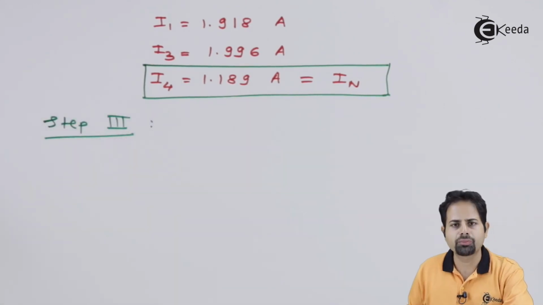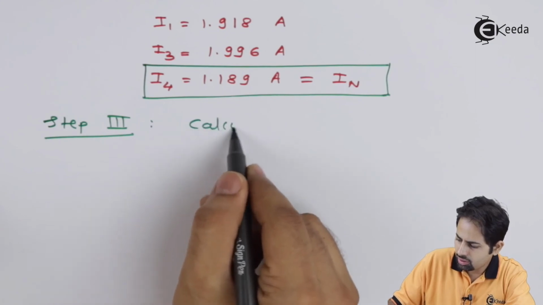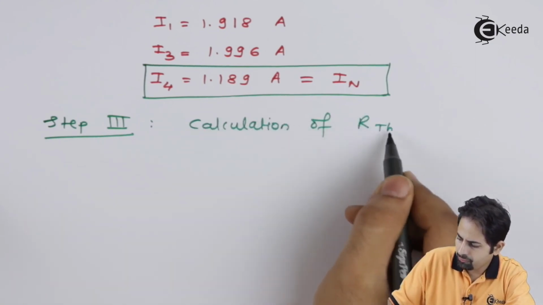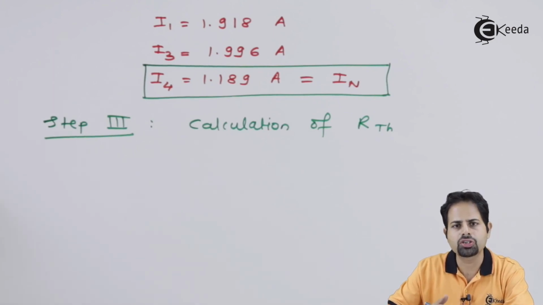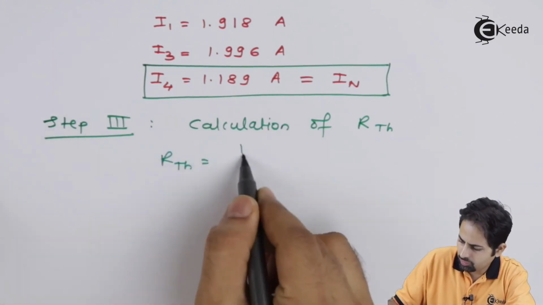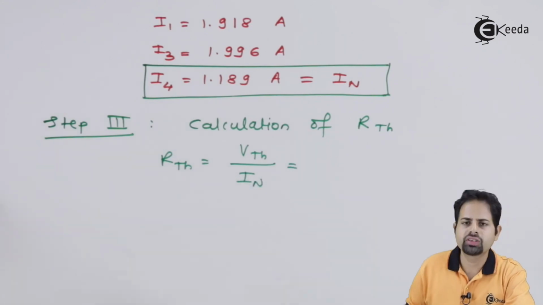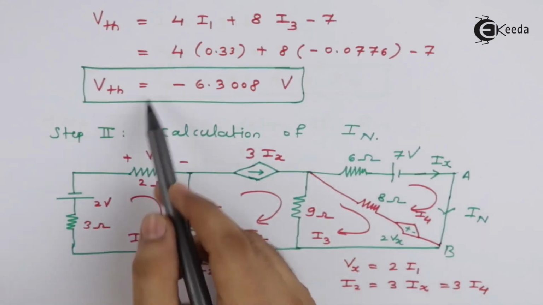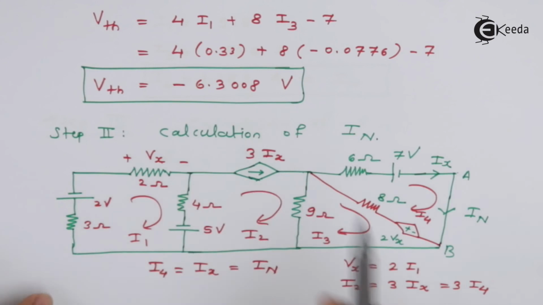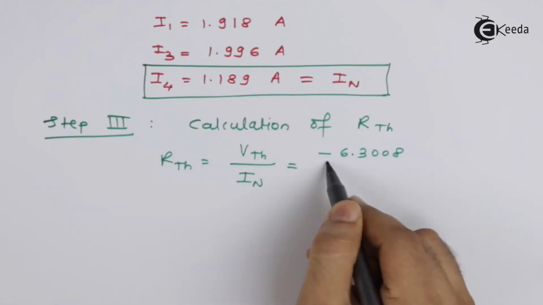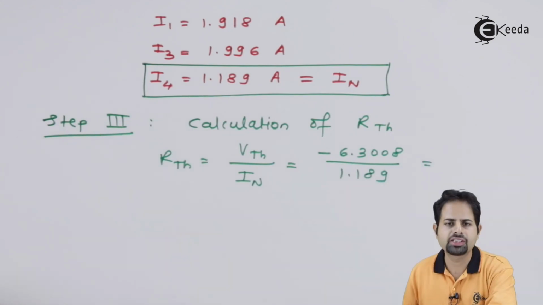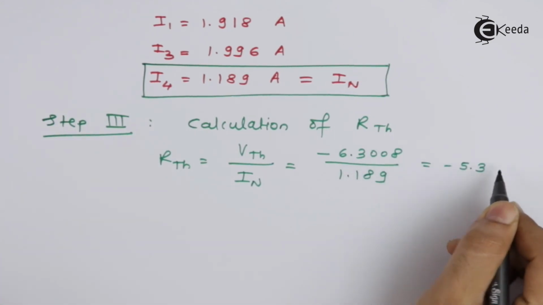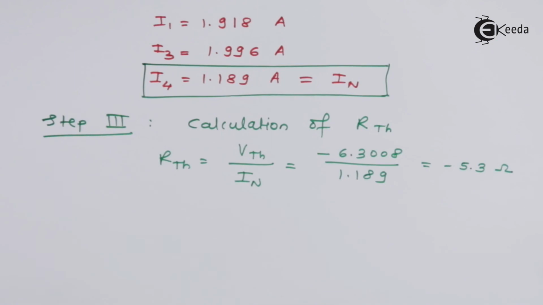Now we are heading for step number 3, that is calculation of RTH, and it is easy. RTH, resistance, is voltage upon current. So we'll substitute the respective values. VTH is minus 6.3008 and IN is just what we got. Again, we'll get the answer by calculator. So it is minus 5.3 ohm.